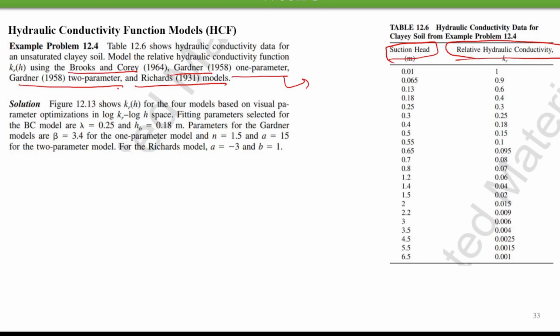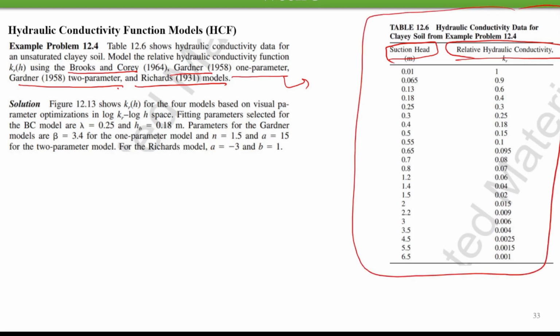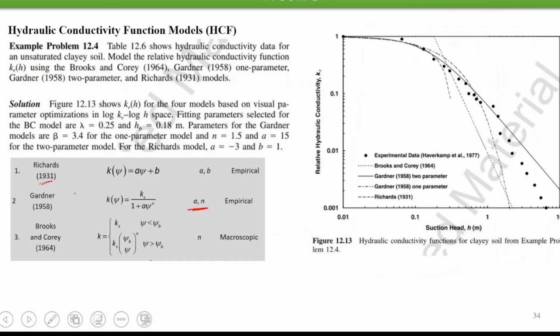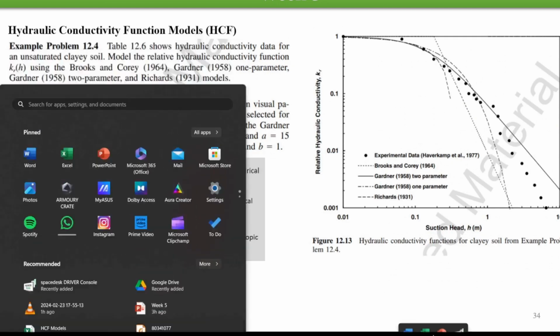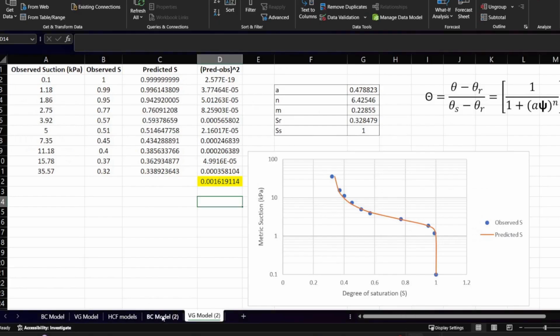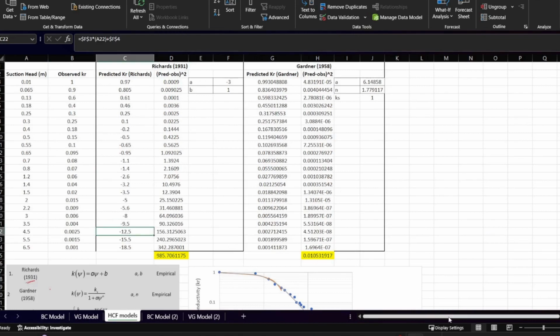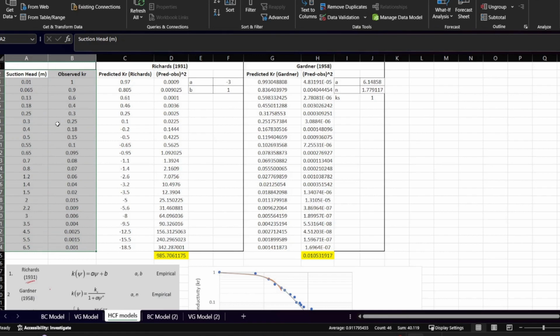The data is provided in this table, and we will be using these expressions and obtaining the value of the fitting parameters by using the Excel sheet. So again, let's move to the Excel sheet. We are trying to do the HCF model, maybe using one method. Here I noted down the suction head and the observed value of hydraulic conductivity. These are provided from the experimentation.